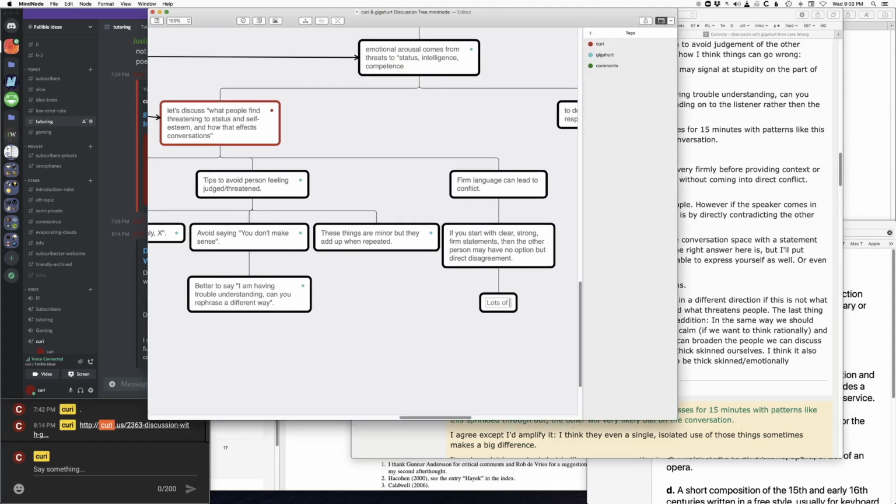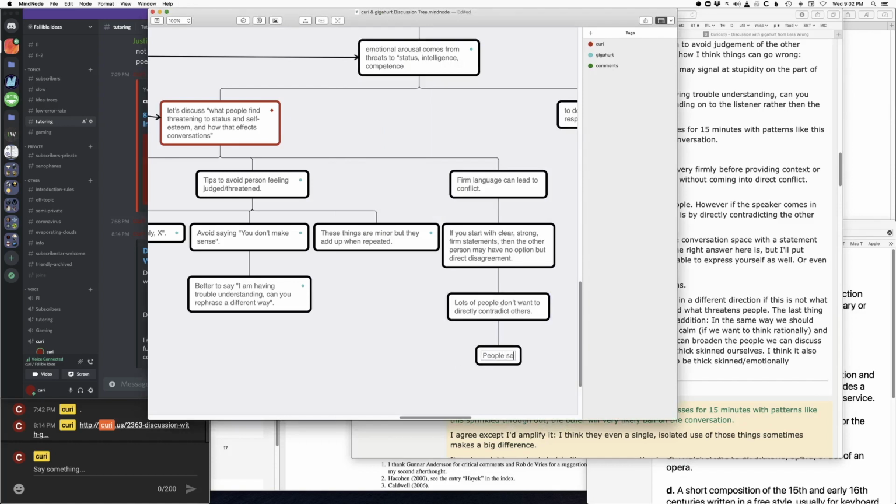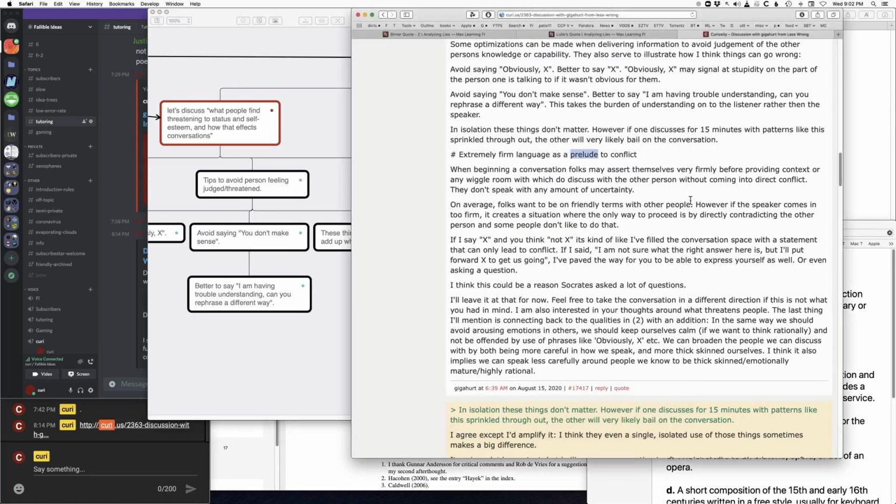Lots of people don't want to contradict others. People see contradiction as conflict and try to avoid conflict. If I say X and you think not X, the conversation space is full because there's no room left to say anything other than the opposite of what the other guy said.